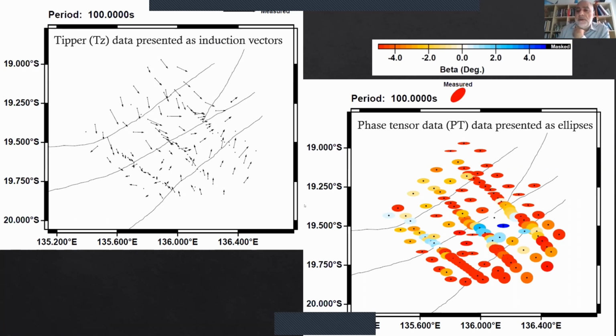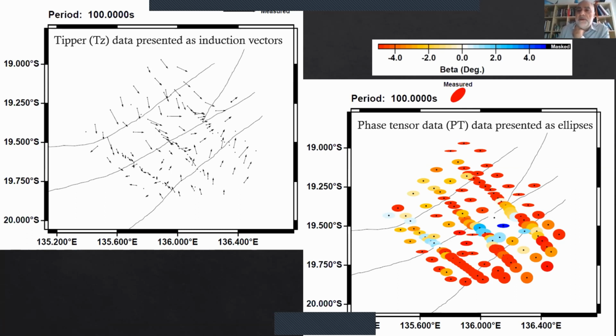To be honest with you, I am not that familiar with interpreting the ellipses themselves. But when looking at the sounding curve of the phase tensor data, one can derive some information. What we usually use these phase tensor ellipses for is to study the dimensionality of the data.